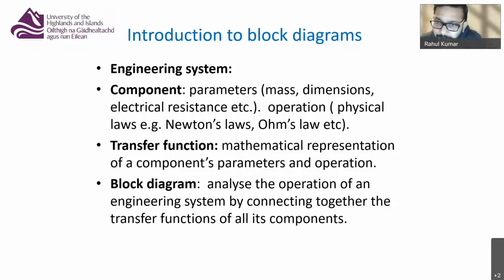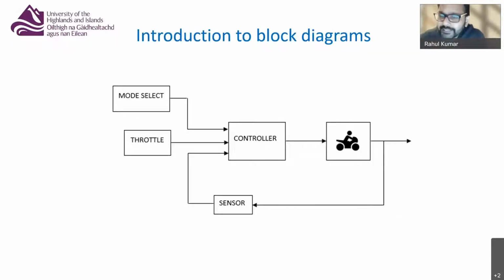So in an engineering system or any system, you may have several blocks. For example, what I have taken here is an example of a motorbike. You may have a separate block for mode selection. Something like, if you are driving on a city road, you will select a different mode. Or if you are off-roading, that is, driving on rough terrain or on a hilly slope, you will select different modes.